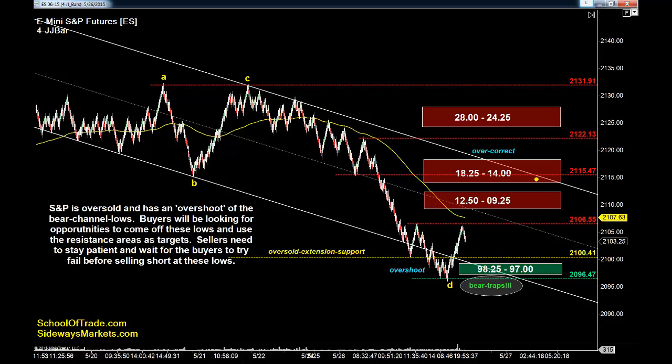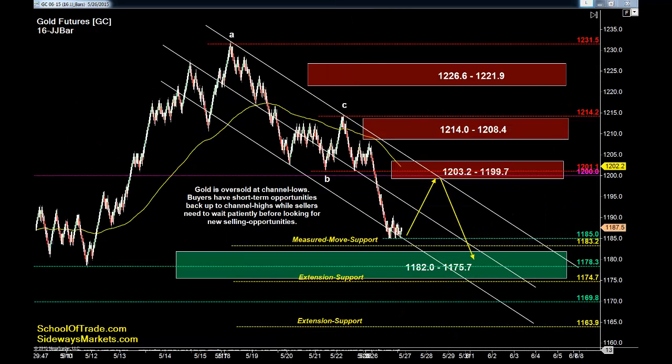Again, we're expecting that overcorrect, right? So easy money here right now on the buy side. If you're a seller right now, stay patient and wait for those bulls to try and buy that channel high and fail, and we can get this puppy coming right back down. All right, guys? Look to be a bull there on the S&P, right? Short-term buying opportunities, longer-term selling opportunities.